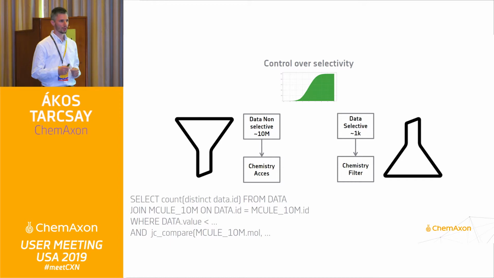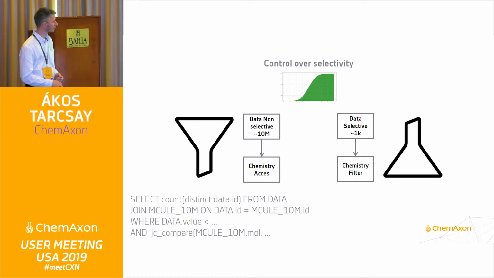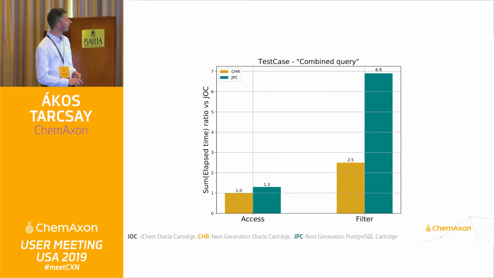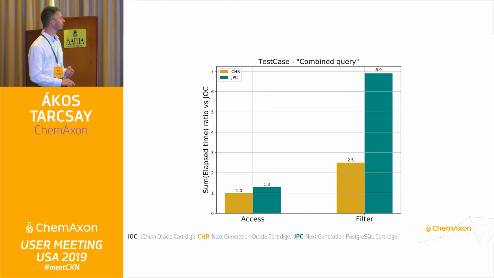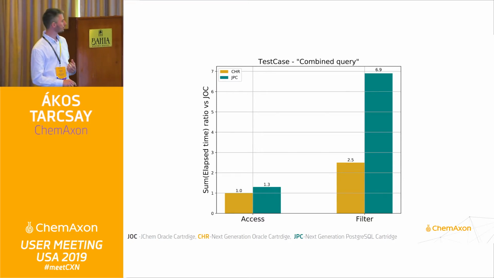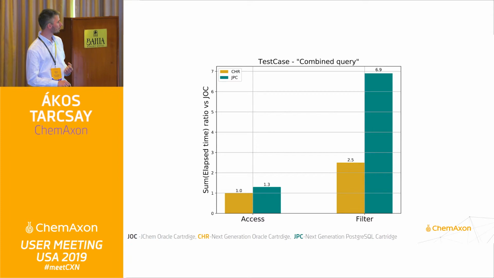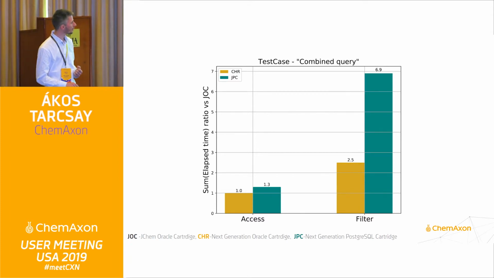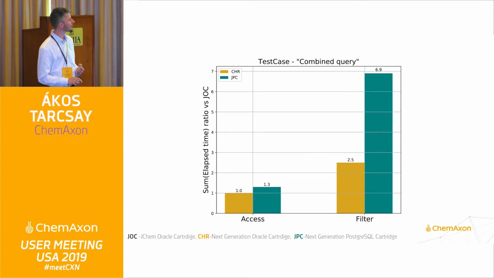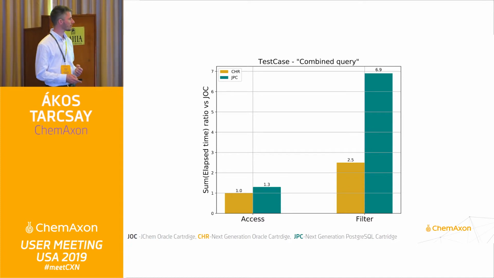While in case of filter, it's asking our service one by one, since it used the other index, the index on data. And we got these results when in this setup we tried to push towards the access, the index mode. It was 1 and 1.3 times faster than the Oracle cartridge. However, in filter mode, it was 2.5 or 7 times faster.